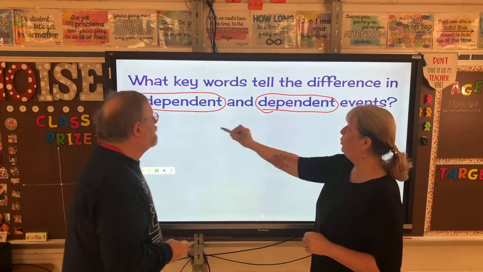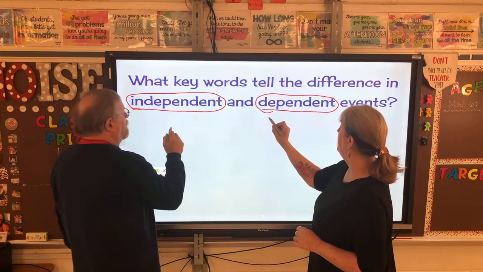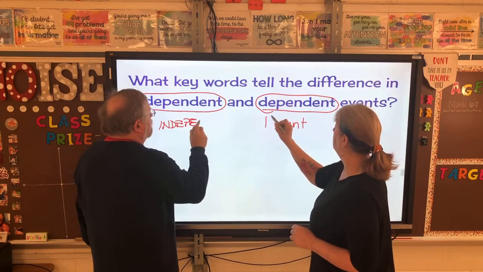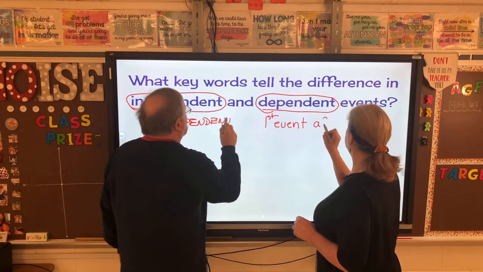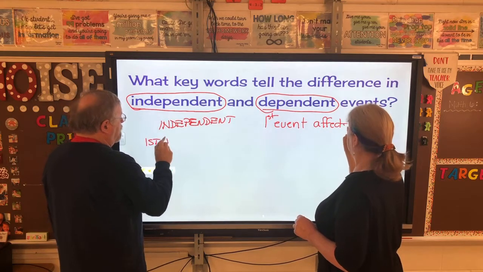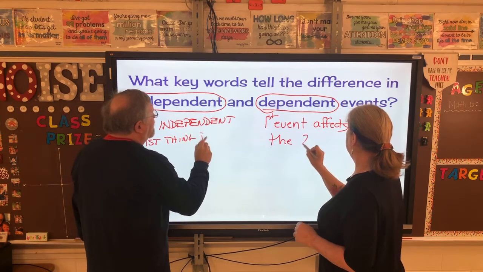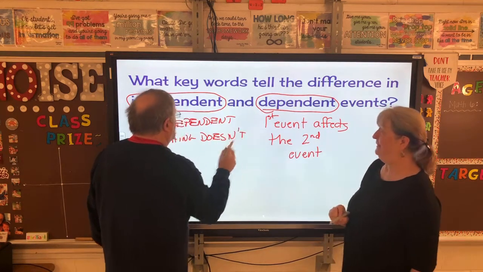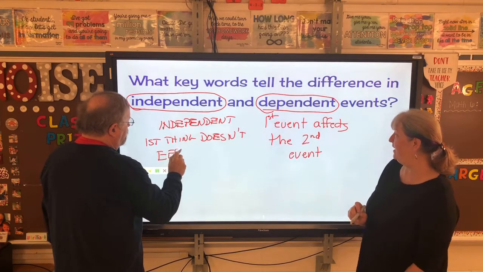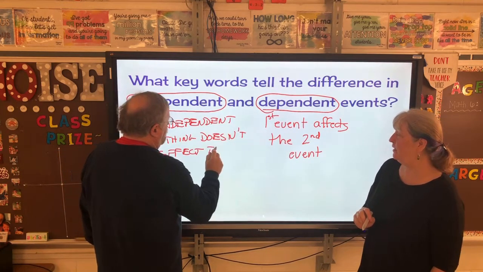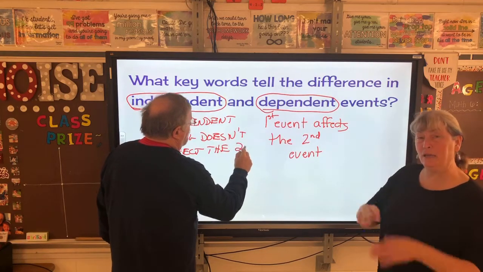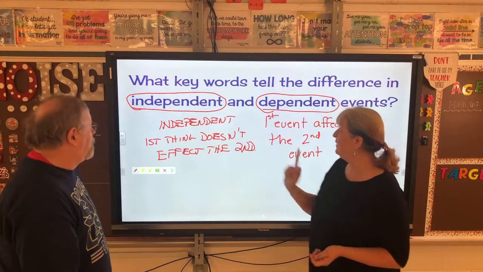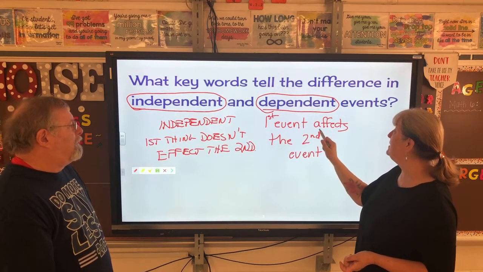So let's write that up there. So with mine, my first event. So independent, the first thing doesn't affect the second thing. So independent, just like the word says, independent of each other. She wrote that a lot quicker than I did. First thing doesn't affect the second, and with dependent, the first event does affect it.